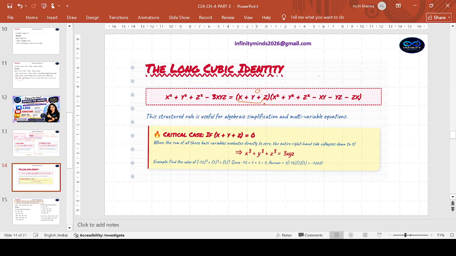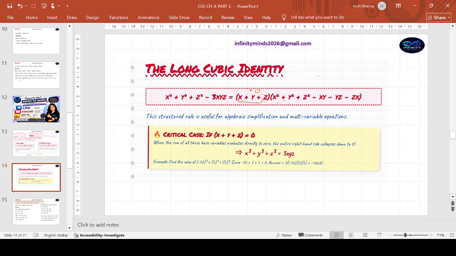Critical case, that is one particular case when the sum of these 3 is given to be 0. Not exactly 0. In fact, you have to identify yourself, that you have to check this is coming out to be 0. That is, the entire RHS is 0.